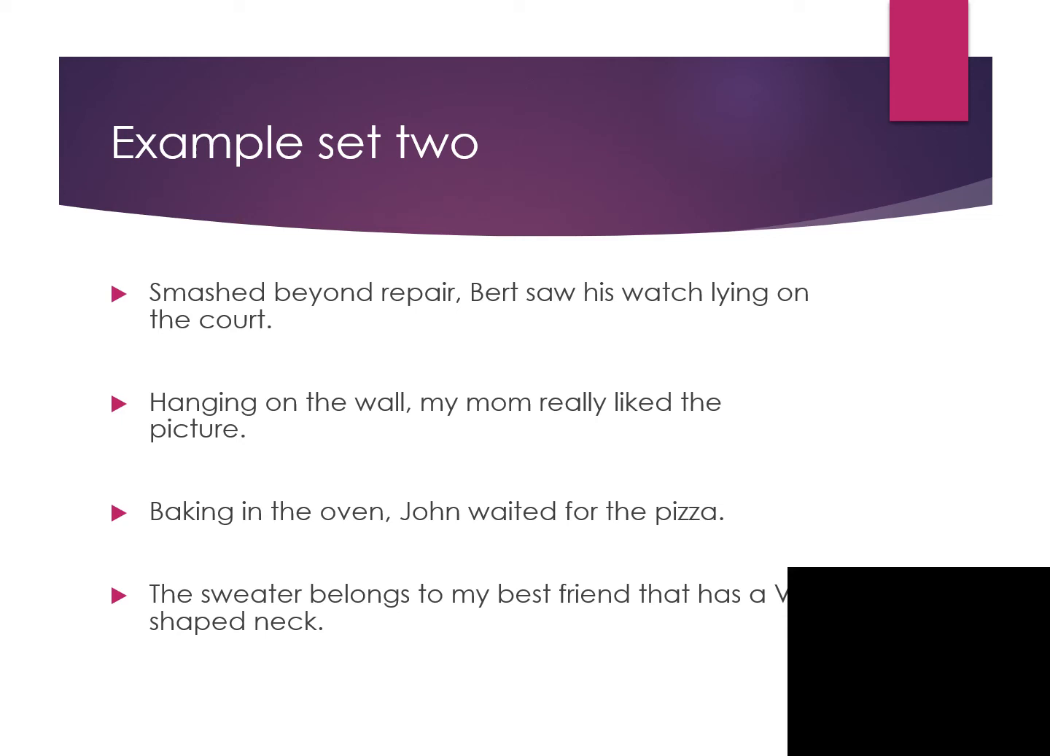And then this fourth one. The sweater belongs to my best friend that has a V-shaped neck. What a weird-looking friend you must have, that she has a V-shaped neck. So we want to put that V-shaped neck next to sweater. This V-neck shaped sweater belongs to my best friend. And then you can see you get instant clarity.